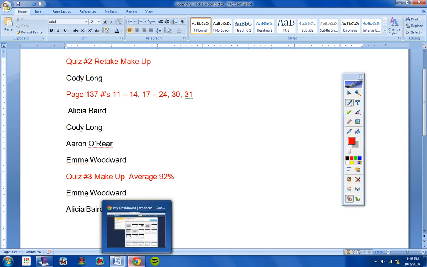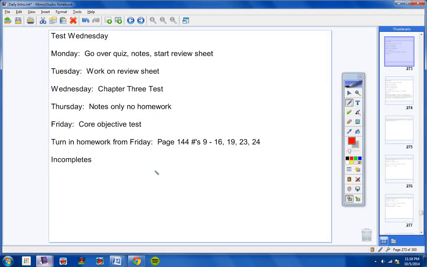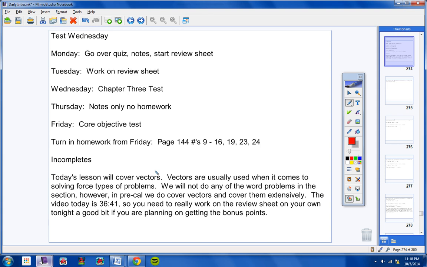Okay, continuing on here, let's see what else we have. Today's lesson will cover vectors. Now, vectors are usually used when it comes to solving force types of problems. We will not do any of the word problems in this section. However, in pre-cal, we do cover vectors, and we cover them extensively. So you'll get a lot of that next year if you take pre-cal.